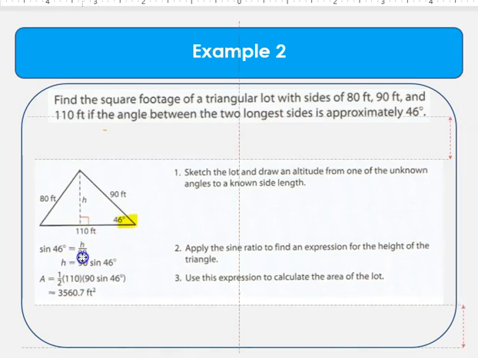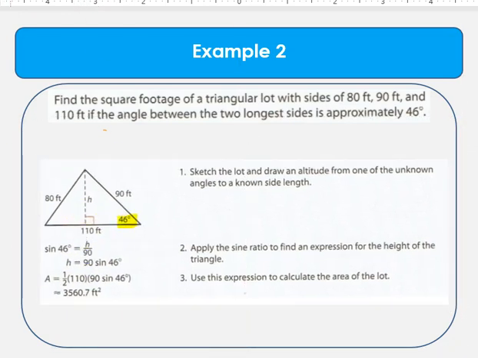So 90 sine 46 degrees will be our height, and we can now substitute that into our formula. So we have 1/2 base times height, which is approximately 3,560.7 feet squared. If you're having difficulty multiplying your sine ratios with your regular numbers, remember to work parentheses first. Do the sine ratio, or do your 90 sine 46 first, then multiply it by 110, and then divide by 2.